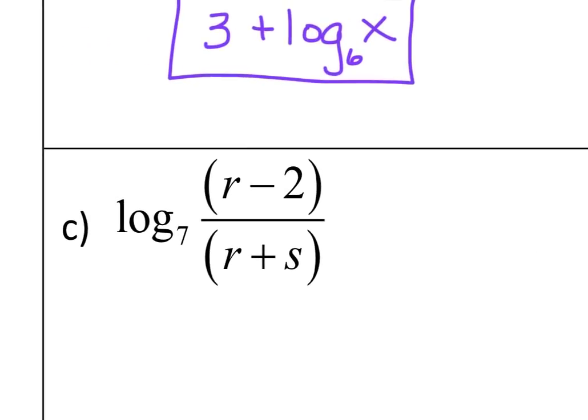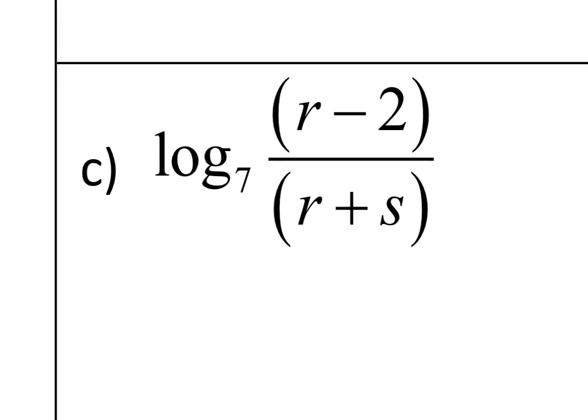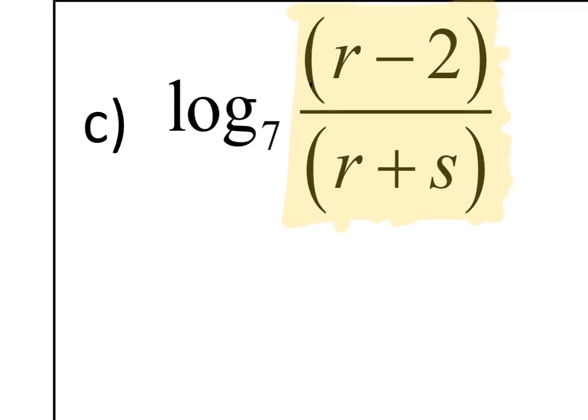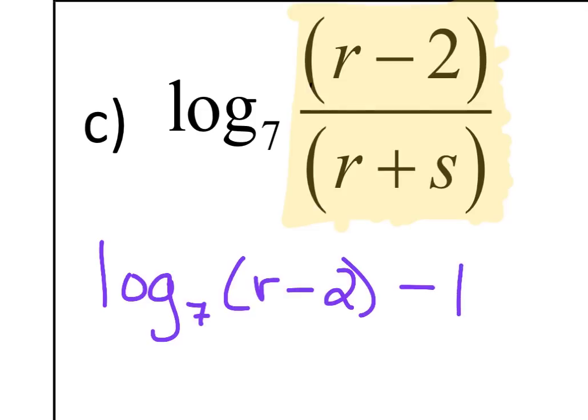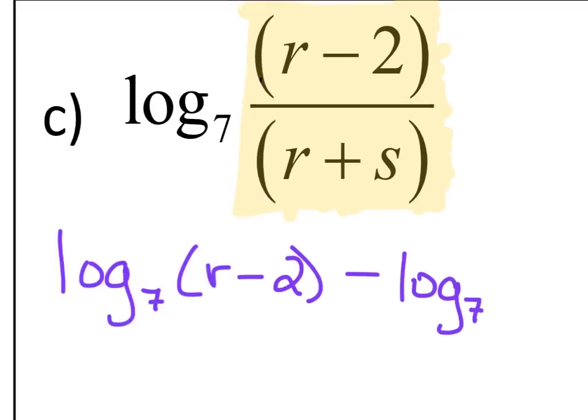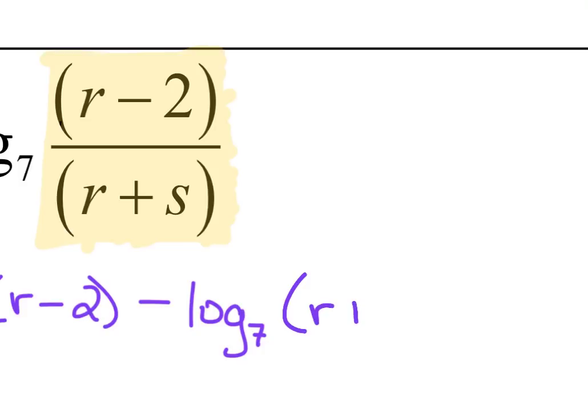Now in letter C, the biggest thing happening inside the argument of the logarithm is a division problem. And so I'm going to start by writing out the division as a log minus log, or a subtraction of logarithms. This is going to be log base 7 of whatever's the numerator, minus log base 7 of whatever's the denominator.